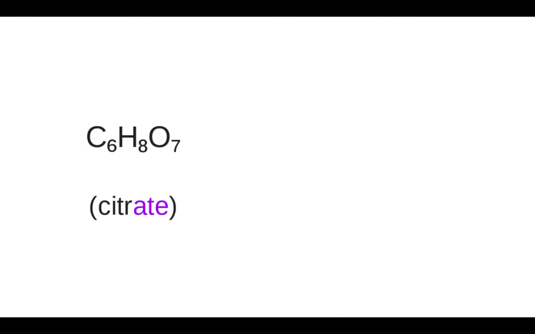Just to show you another one here, this is the formula for an acid. Now the anion we call citrate, and all we do is remove the ATE and replace it with ic acid. So our name is going to be citric acid, okay?